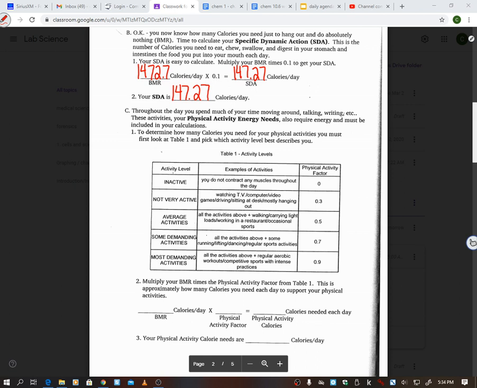All right, so number 2. It's my BMR, which I'm going to look back on page 1. I can look back there and see it. My physical activity factor, now for me, I would say I'm probably about a 0.5. So I'm going to multiply that, and I'm going to get 736.35. So my physical calorie needs would be 736.35. Okay, once again, yours is going to look different than mine.